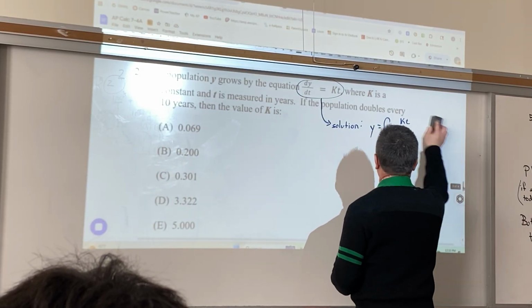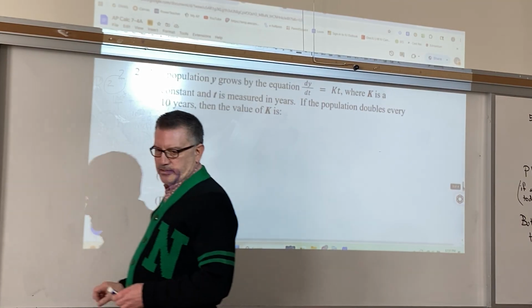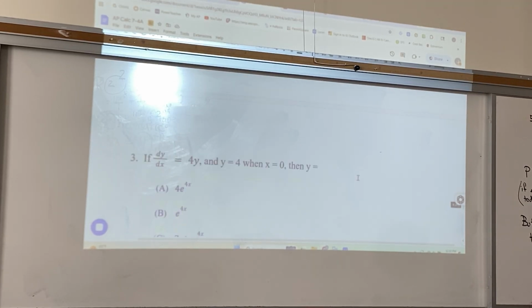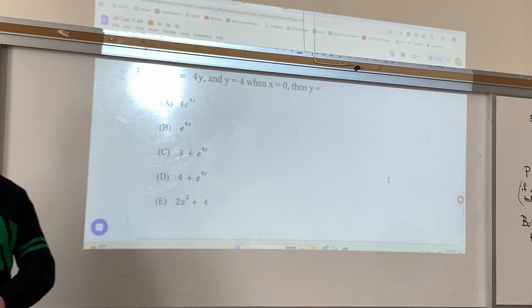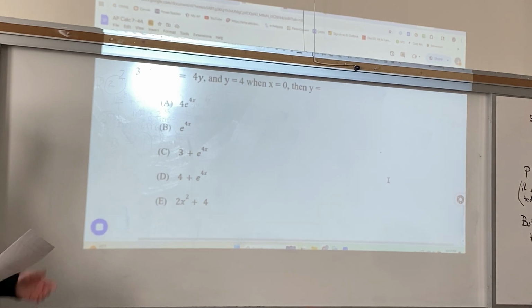Is the next one a multi-guess one? Yeah. We'll let the next one be our last one of the day. So, let's see. dy/dx equals 4y and y is 4 when x is 0, then y must equal... Oh, this one's... I would argue with this one, we may not even need much.